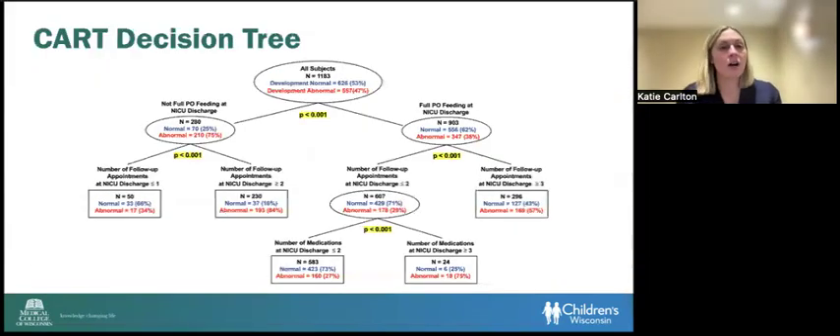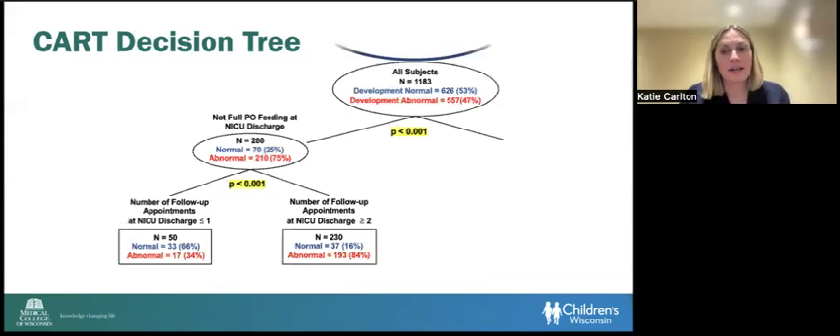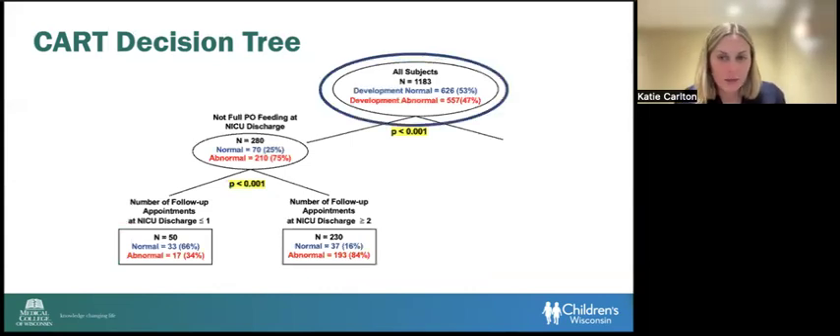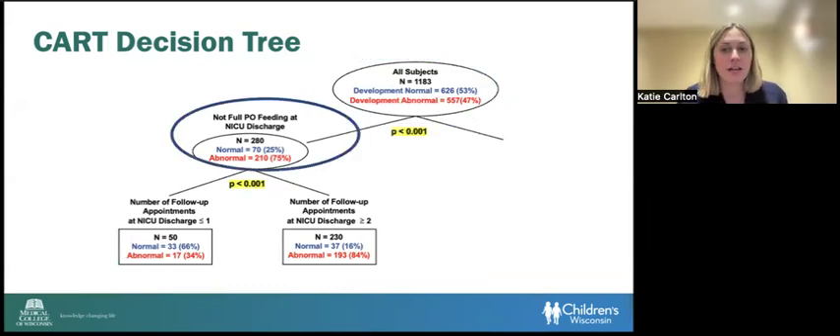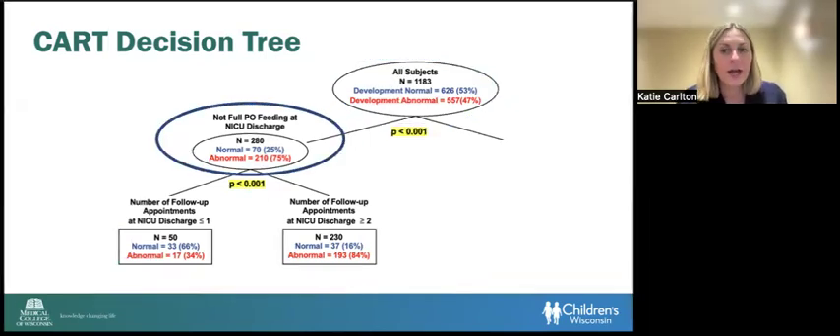This diagram shows our CART decision tree model. The NICU variables included as the nodes or the branching points in the CART decision tree were full PO feeding, the number of follow-up appointments scheduled, and the number of medications prescribed at NICU discharge. We'll now walk through each part of this diagram. The first node identified infants who are discharged from the NICU not fully orally feeding as having 75% abnormal developmental screening rate, compared to those infants who were completely fed by mouth as having a 38% abnormal screening rate.